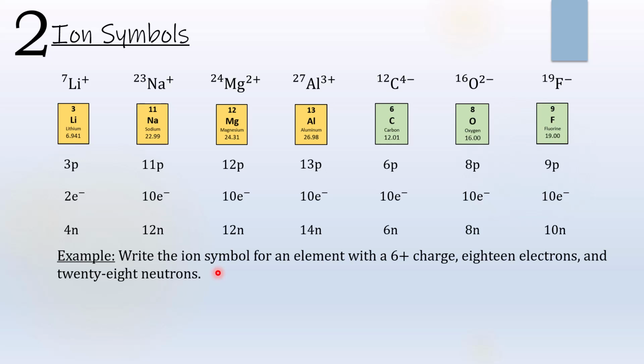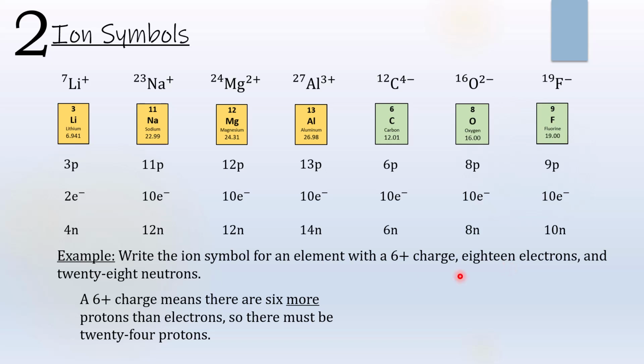Well, if I'm going to write the ion symbol, first of all, I better know what element we're talking about. So I got to start there. Now, this is a 6 plus charge, and the problem's telling me I've got 18 electrons. Well, if this is a cation, that must mean I have 6 more protons than I do electrons. So my number of protons is actually 24. So 6 plus charge means there are 6 more protons than electrons, because the protons carry positive charge, electrons carry negative charge. So there must be 24 protons.